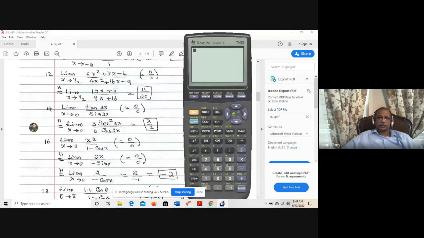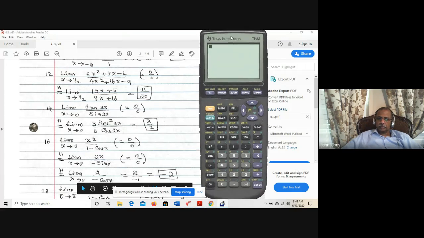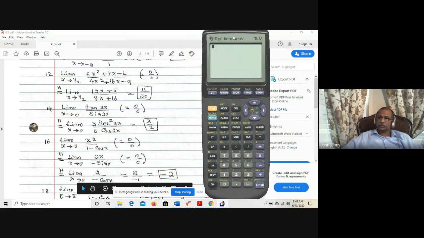We are going to substitute x is equal to 1/2. So I'm going to show you a method, an easy way to substitute. What you have to do is enter 1/2 and store it in x. And now we are going to work out the numerator.